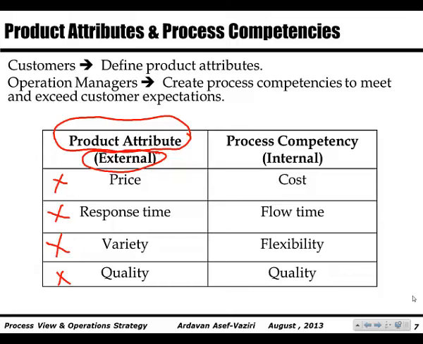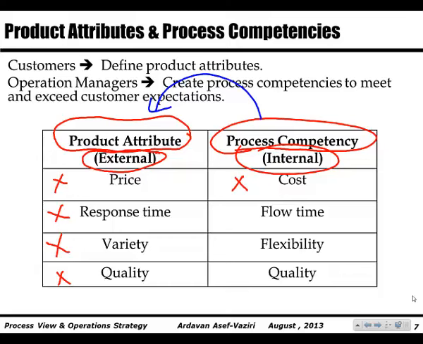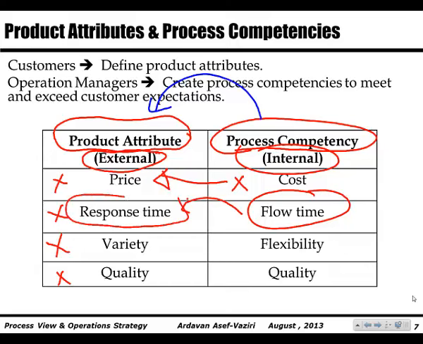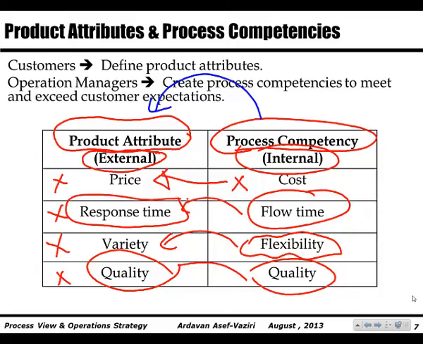Our production managers should develop process competencies to match those product attributes, and these are internal. The competencies that we are developing are cost. We want our processes to have low cost to be able to deliver low price to customers. We want the flow time to be low to be able to quickly respond to the customer demand. We want our processes to be flexible to be able to deliver a variety of products to our customers, and we like to have a process which has a high quality to be able to produce high quality products or services.